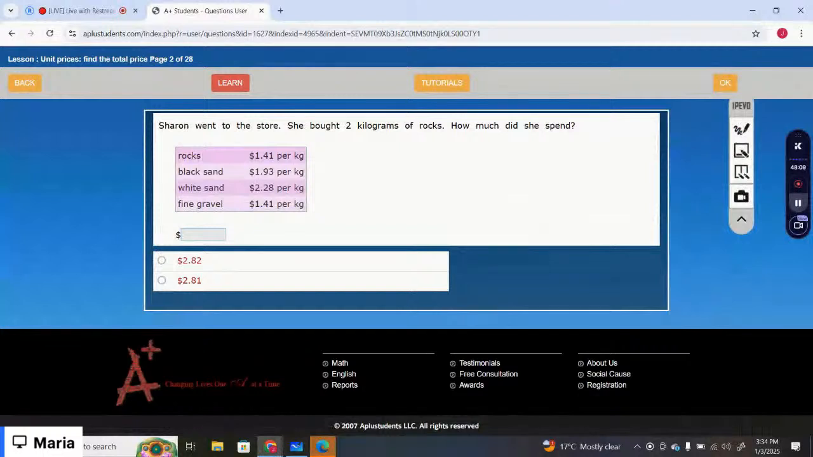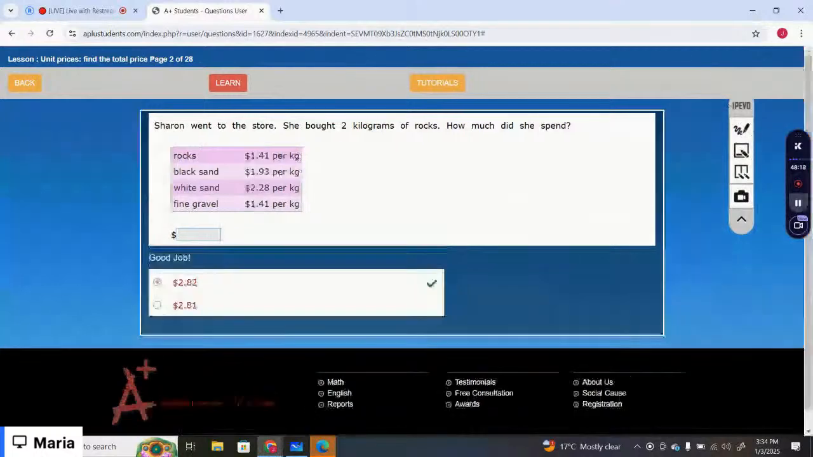Sharon went to the store. She bought 2 kilograms of rocks. How much did she spend? 2 kilograms. So 1.41 times 2 is 2.82. Option number 1 is the correct option.